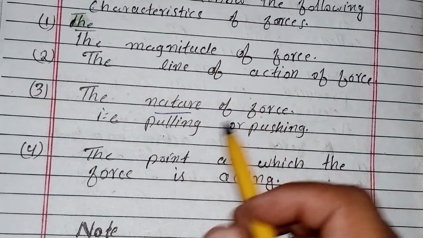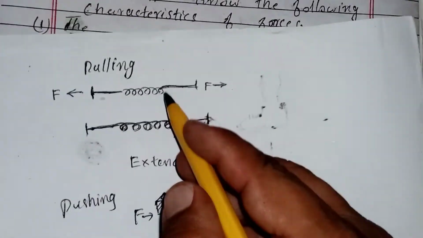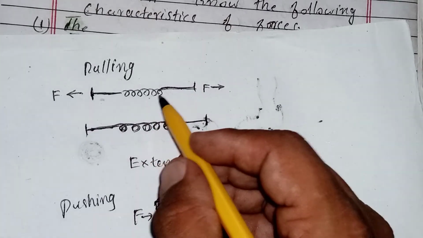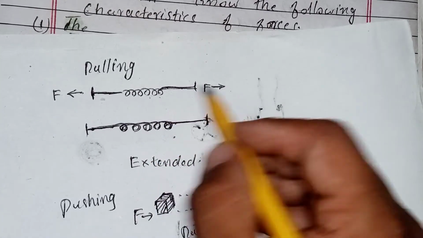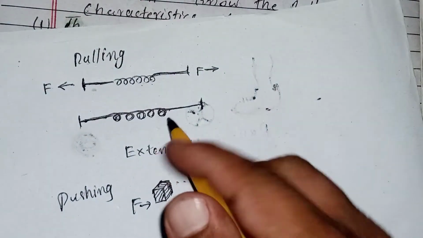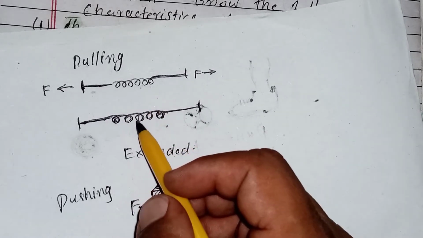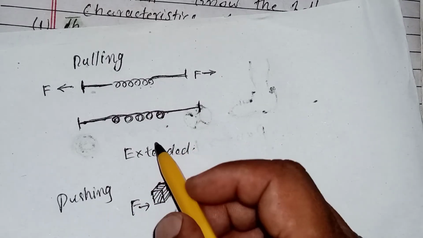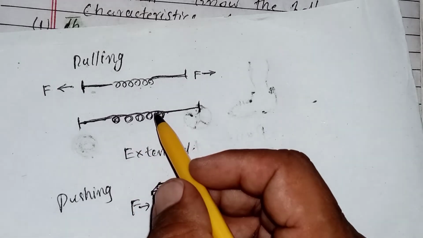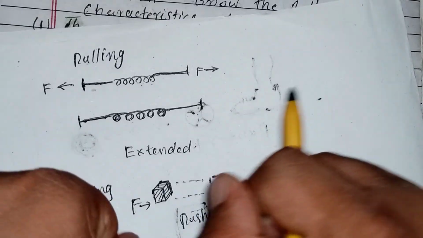Three, the nature of force, for example, pulling or pushing. As we can see here, suppose this is a spring and we apply the force in this direction, just like we extend a rubber band. After applying the force, the spring is extended. So this force is known as pulling.